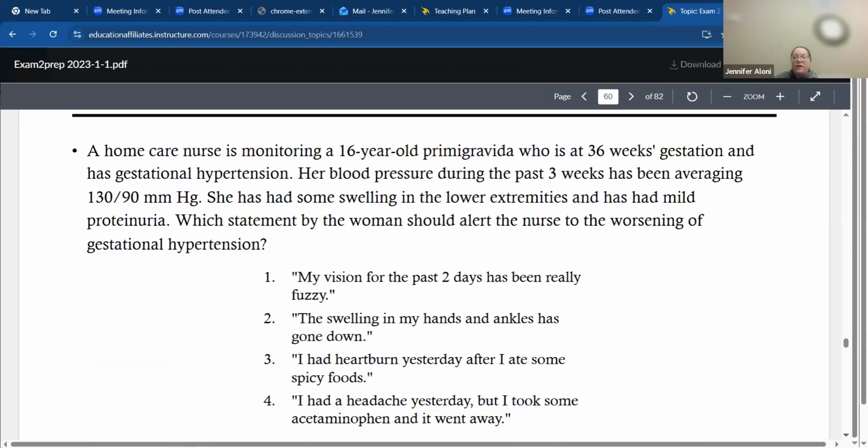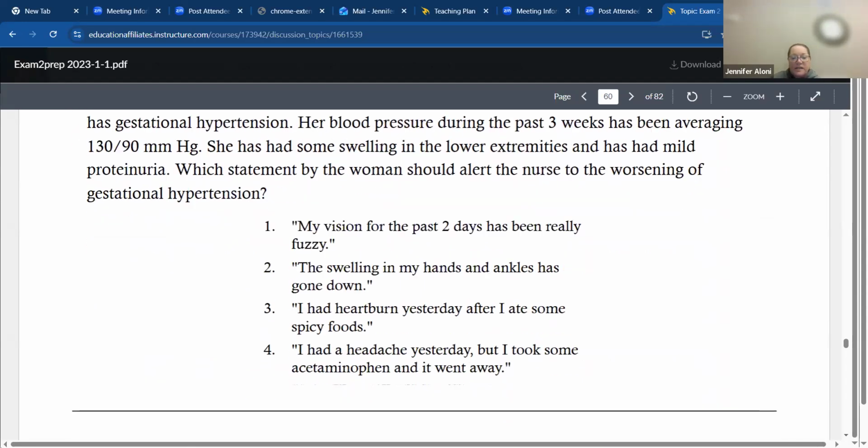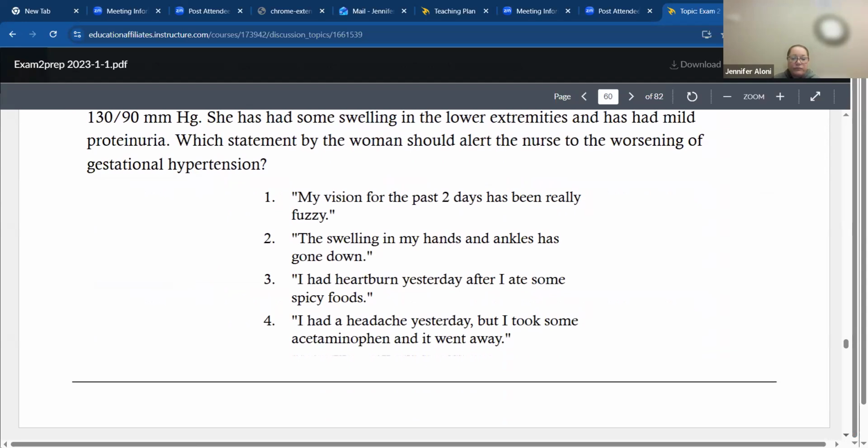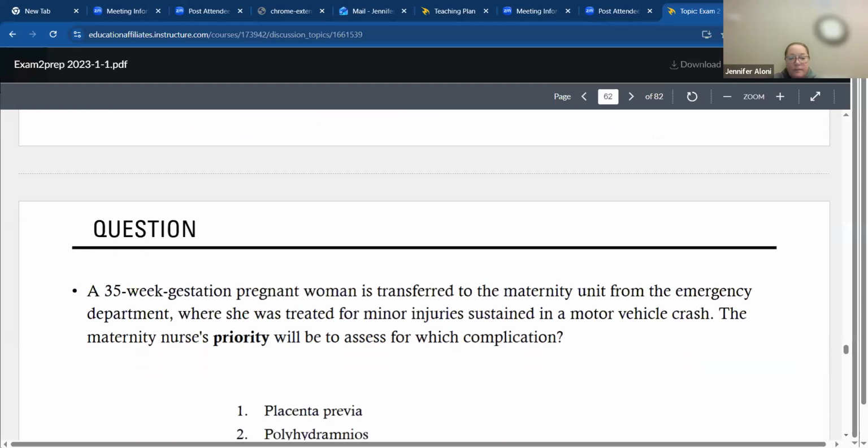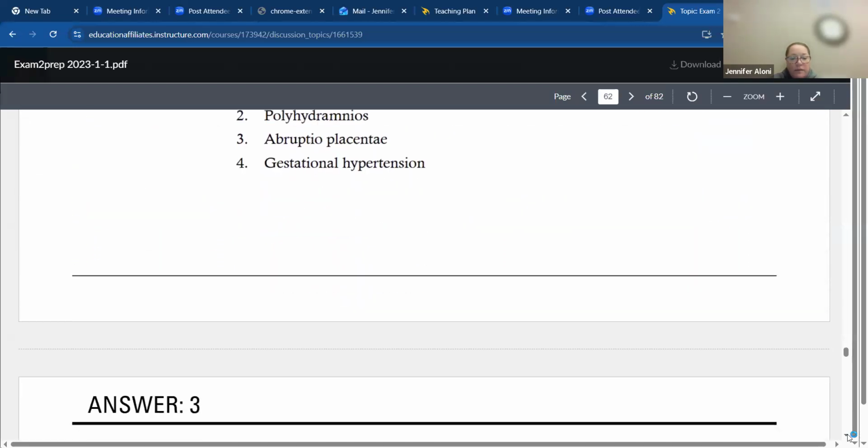All right, blood pressure during the past 3 weeks has been averaging 130/90. Swelling and mild protein in your urine. Which statement should alert the nurse that something's getting worse? 1. Okay, 1, because with 2, 3, and 4, she's getting better. Right? She's going to have heartburn. That's not necessarily a concern. Epigastric pain can sometimes be a concern, but it's always going to be 1.